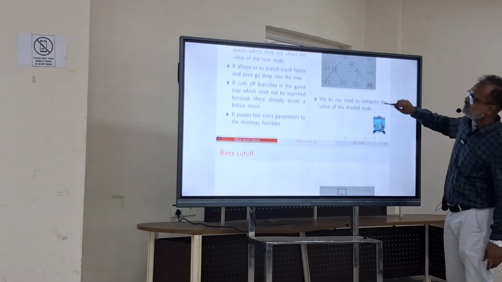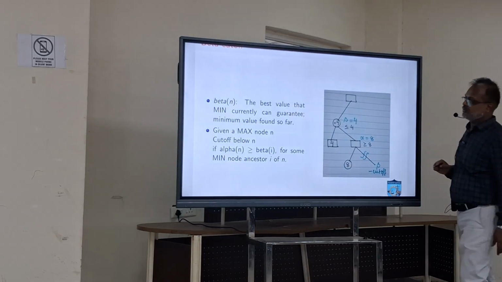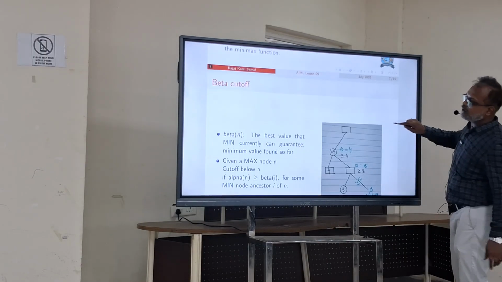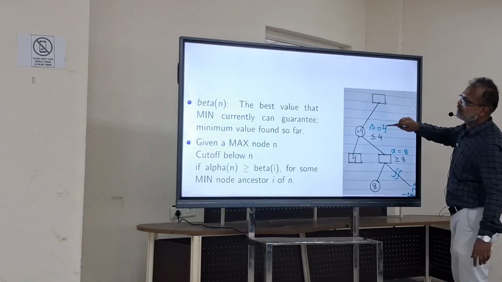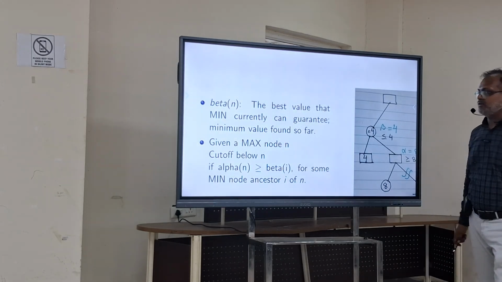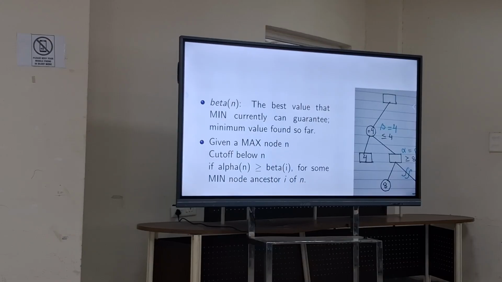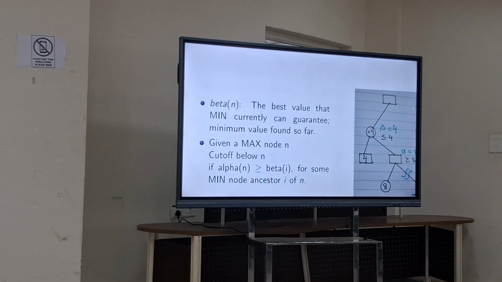So that explanation is given in this slide. Okay. So what is known as beta cutoff? Okay. So you see here. First you need to write out what is alpha value and what is beta value. Beta value is the best value that the mean currently can guarantee. That means minimum value obtained so far is the beta value. Write down. Beta value is the minimum value obtained so far. That's the beta value. Write down. Otherwise you won't understand next.